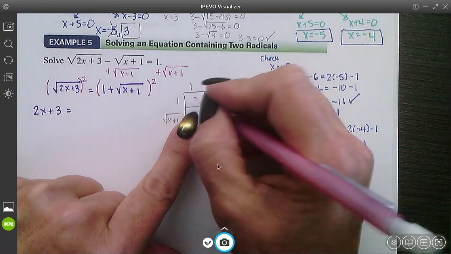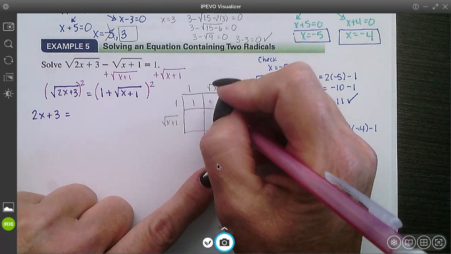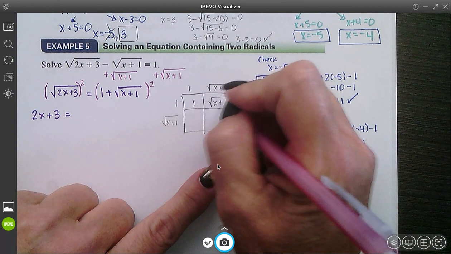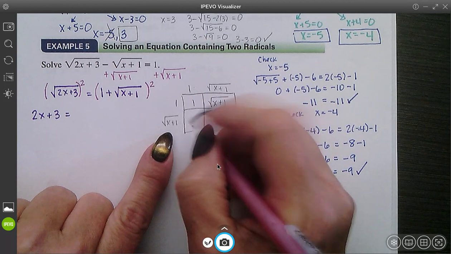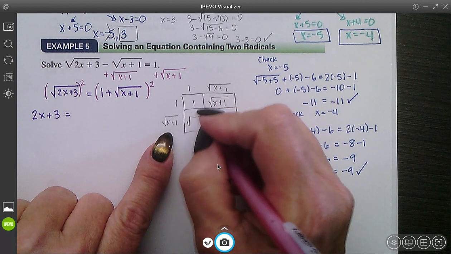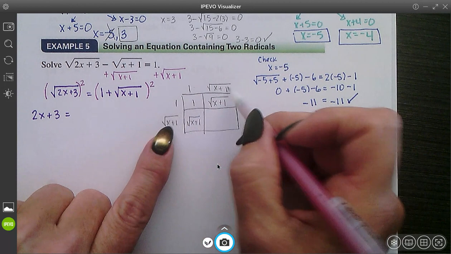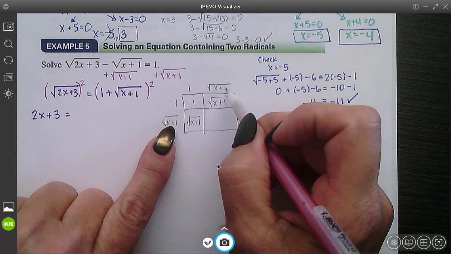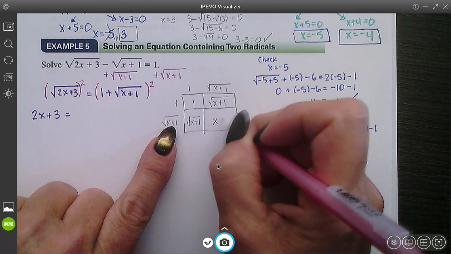1 times 1 is 1, of course. 1 times square root of x plus 1 is square root of x plus 1. And there's another one here, square root of x plus 1. And then square root of x plus 1 times square root of x plus 1 is going to be regular x plus 1.